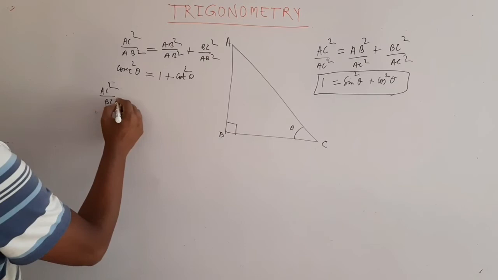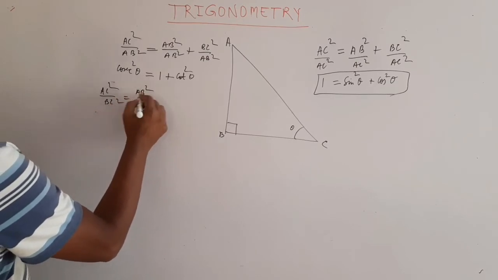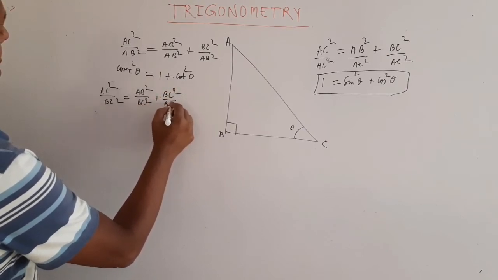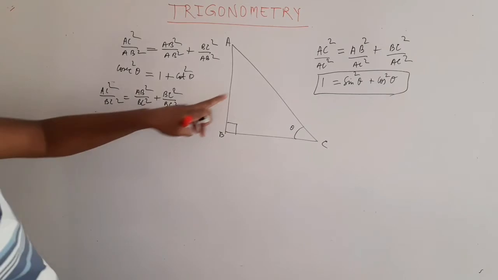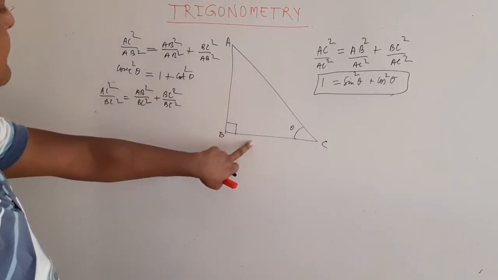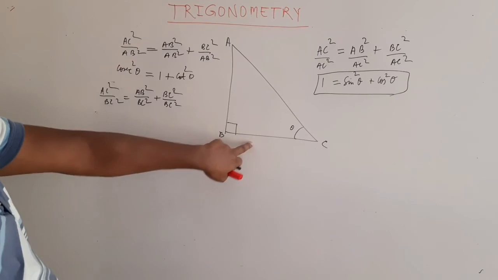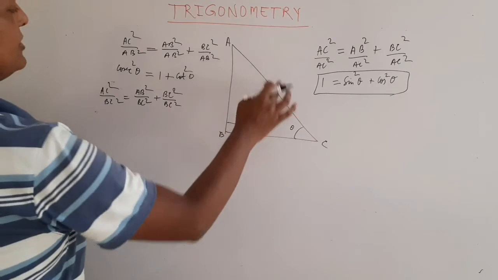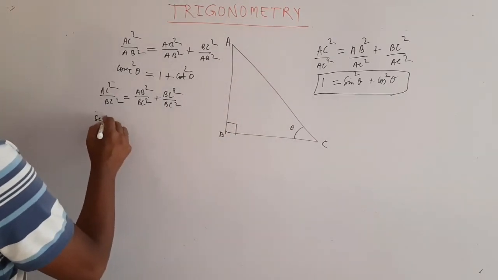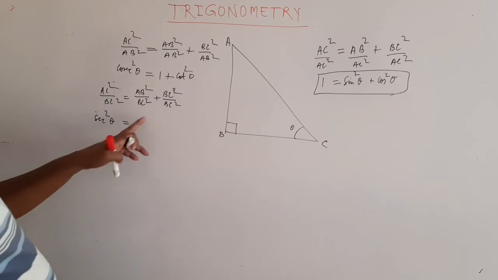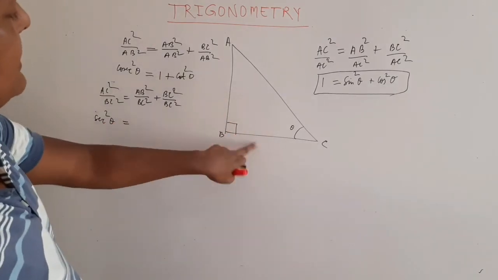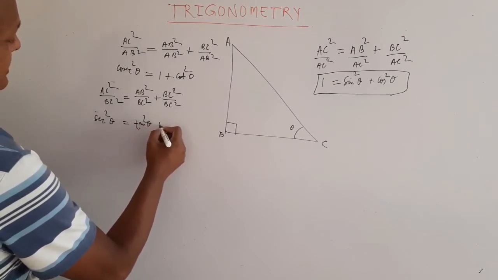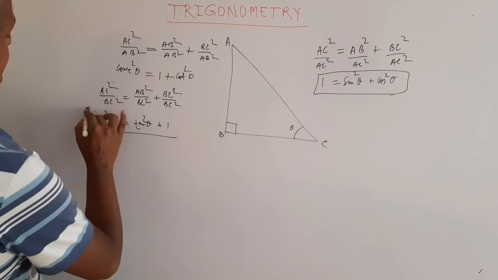AC square over BC square is AB square over BC square plus BC square over BC square. Now AC square over BC square: this is hypotenuse and this is base. So base upon hypotenuse is cos and hypotenuse upon base is sec. So this is sec square theta. AB over BC is directly tan, so this is tan square theta, and this is 1. This is one such relation.